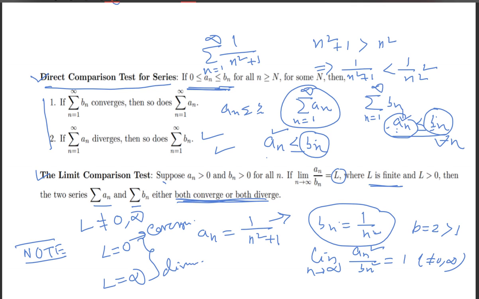That means if L comes 0 and you know that Bn is a divergent series, you cannot conclude with this comparison test. The test fails. And if L is infinity and you know that Bn is convergent, in that case also this test fails. But the test is valid for L equal to infinity only for the divergence case, and for L equal to 0 only for the convergence case.